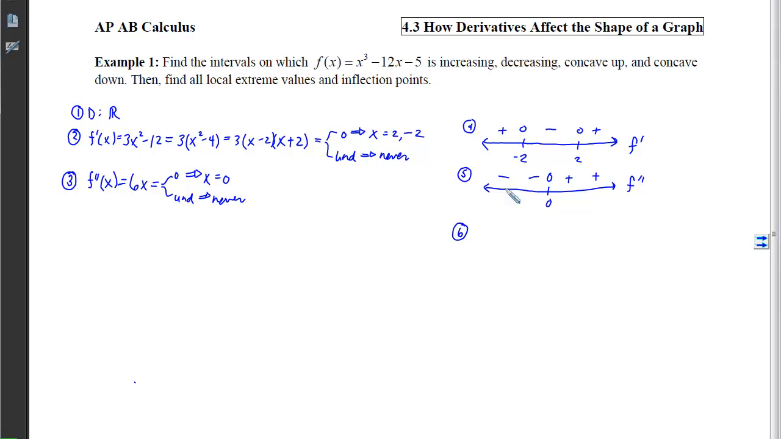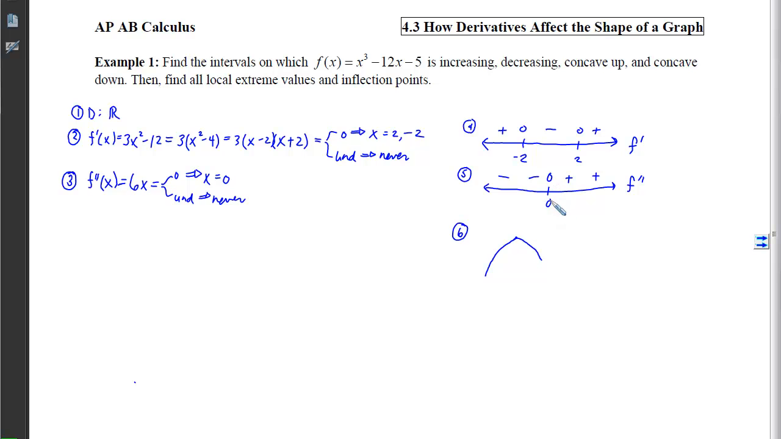So if we think about what's happening prior to -2, the original function will be increasing and concave down. So I'm going to be on a frown but rising. So that means I'm on the left side of a frown. I get to be on the left side of a frown until -2. And at -2 I start to fall, but I'm still on a frown. So I'm going to start going down like this.